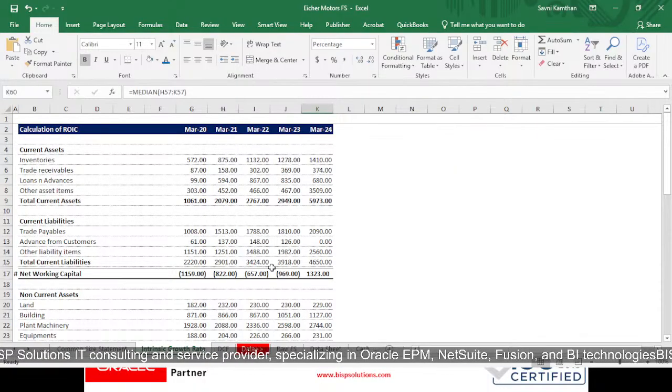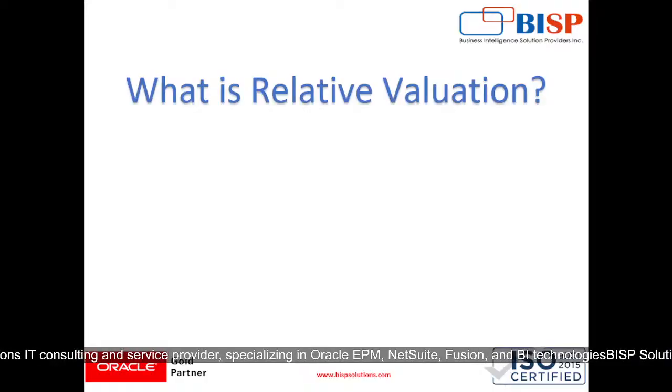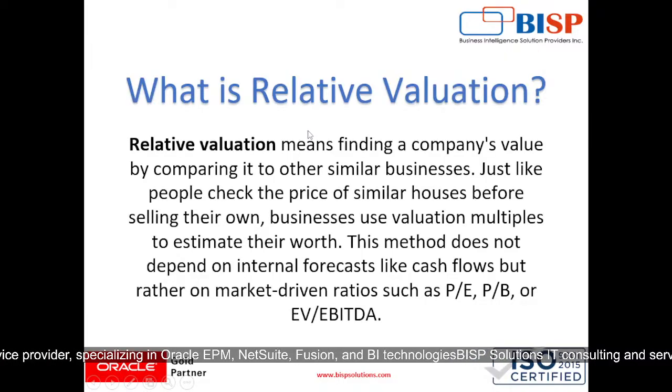In today's webinar, we will be making our DCF model. Before moving forward, we will recap the previous session's learning: what is relative valuation. Relative valuation means finding a company's value by comparing it to other similar businesses, just like people check the price of similar houses before selling their own. Businesses use valuation multiples to estimate their worth.